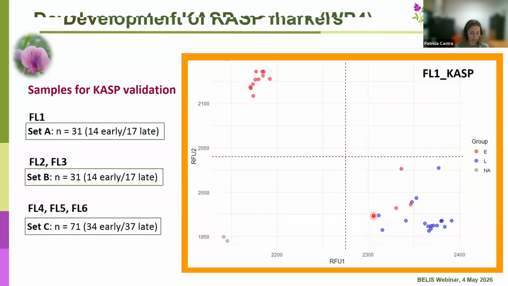So to validate the KASP markers, we used a set of samples from different origins that had previously been phenotyped for flowering. Here we see the result of one of the KASP markers, and we can see a clear separation between the early allele and the late allele.